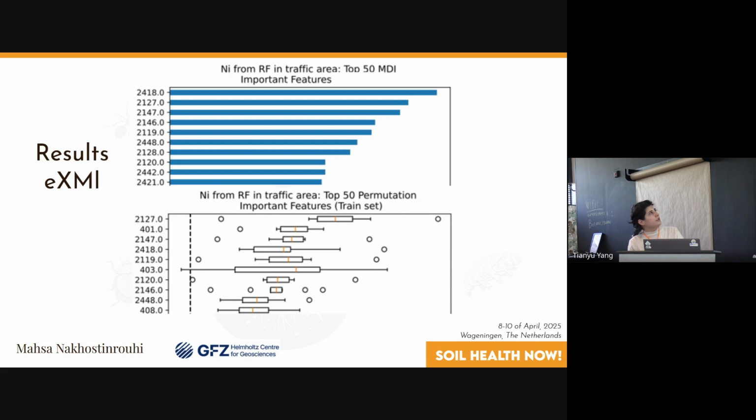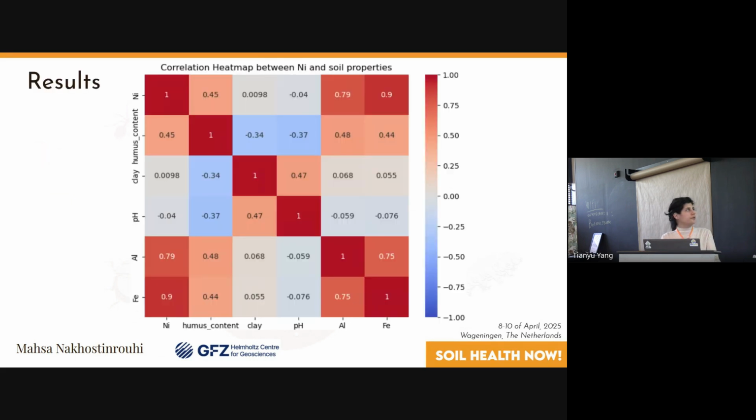And you can see that based on MDI, mostly the spectra related to the shortwave infrared were the most effective ones, while the permutation method chose both shortwave infrared and also visible, like 401 or 3 nanometer, as the most important features or spectra.